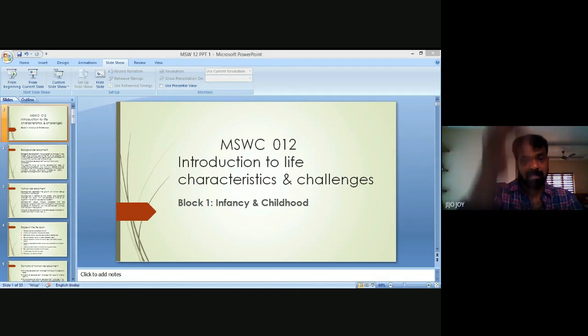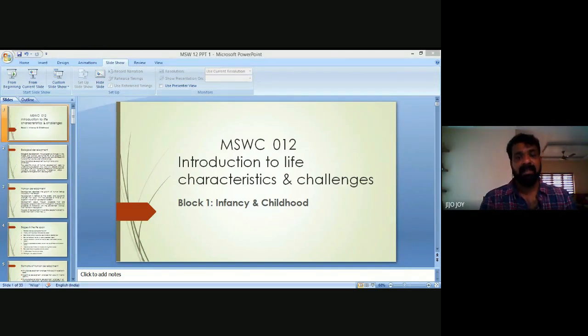So there are eight distinct stages, and we pass through these stages during our social, psychosocial development. Okay, then the early emotional development. I have to finish this block. It's already 12, so I'm just giving you the highlights only.